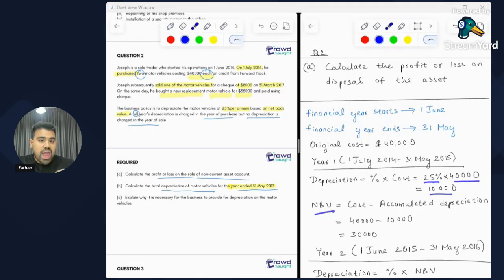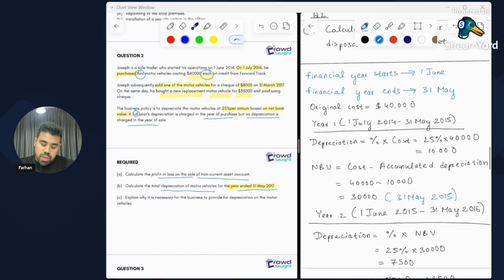And the net book value at any given point in time is the difference between the original cost and the accumulated depreciation. So the original cost, as we know, is $40,000, and the accumulated depreciation, which is also known as the total depreciation, so far up to this date, which is 31 May 2015, is $10,000 based on our calculations. Okay, so that leaves us with a net book value of $30,000. All right, and this net book value is at 31 May 2015, which is the end of the first year of usage for this non-current asset which we had disposed or which we had sold.